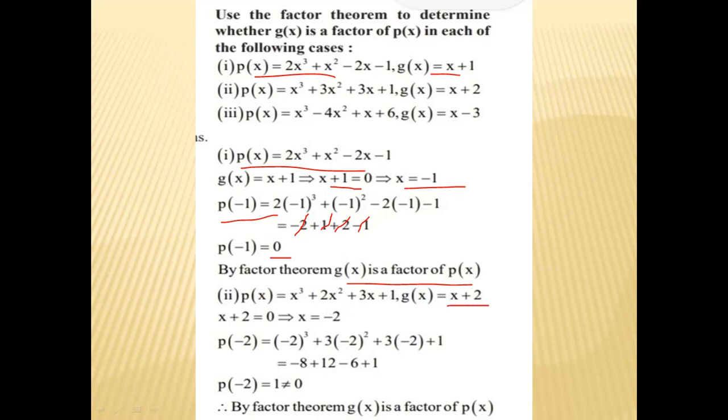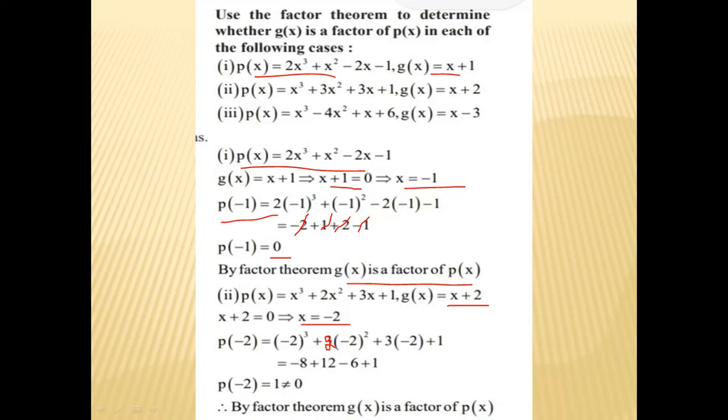x plus 2 is equal to 0. Therefore the value of x is minus 2. p of x is x cube plus 2x square plus 3x plus 1. We substitute the value of x is minus 2 in the above equation. We get p of minus 2 is equal to x cube, which is minus 2 whole cube, plus 2x square, which means 2 into minus 2 whole square, plus 3 into minus 2 plus 1.